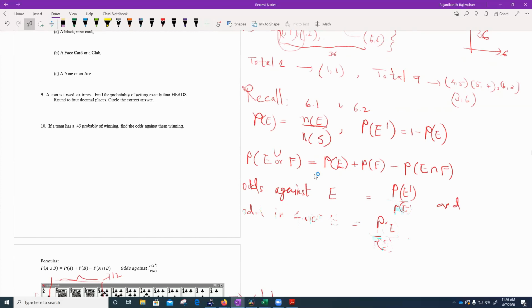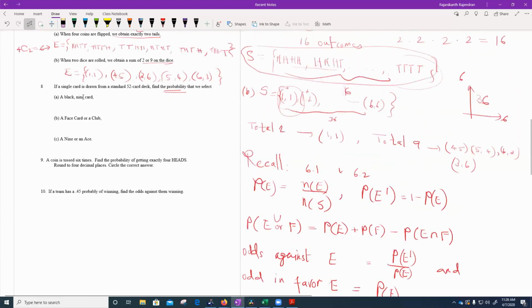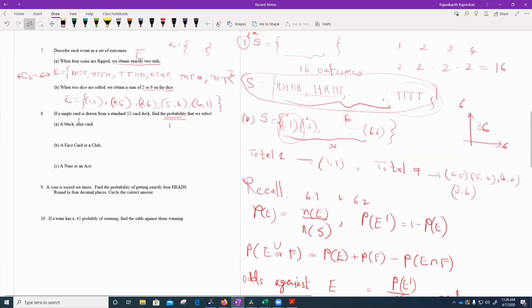So now here, this is my event E. You are choosing a single card. That card should be black with 9. Remember, the question is probability, so always we have to use the probability formula. So I'm using the formula P of E. My event E is getting a black 9.